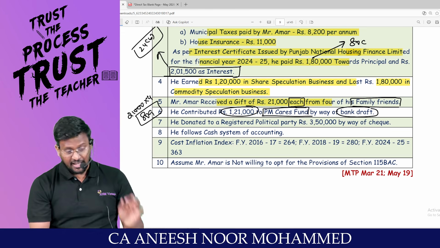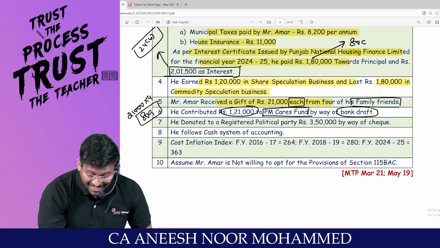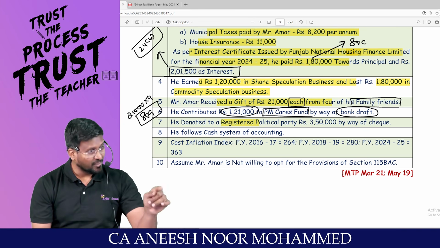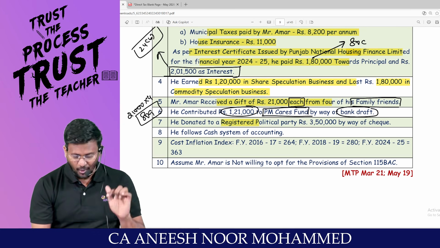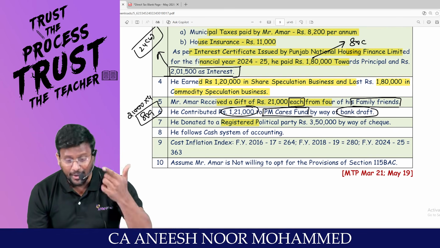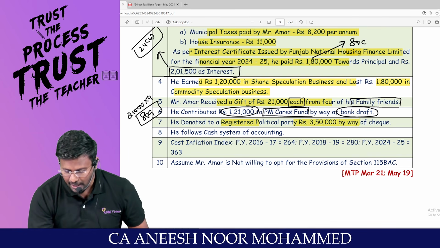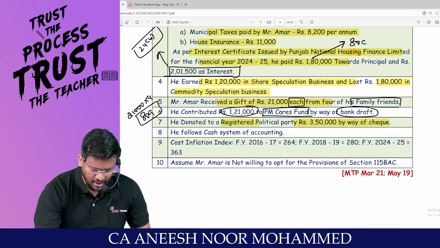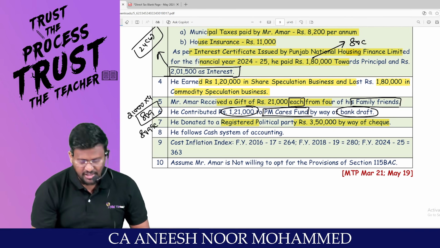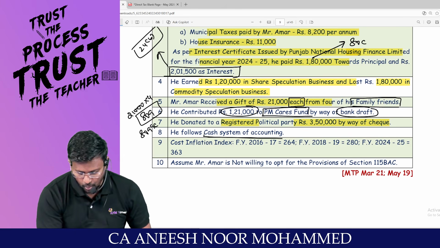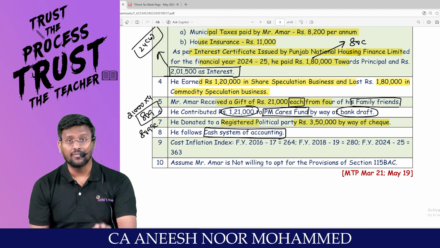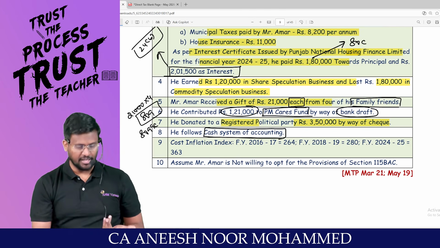That's it. He donated to a registered political party. Last question it was a local political party. Now this guy is donating to a registered political party, rupees 3,50,000 by way of cheque. Can we claim it as deduction under 80GGC? He follows cash system of accounting. That means, my dear lovable students, not accrual system. Whatever has not been paid cannot be claimed as deduction.